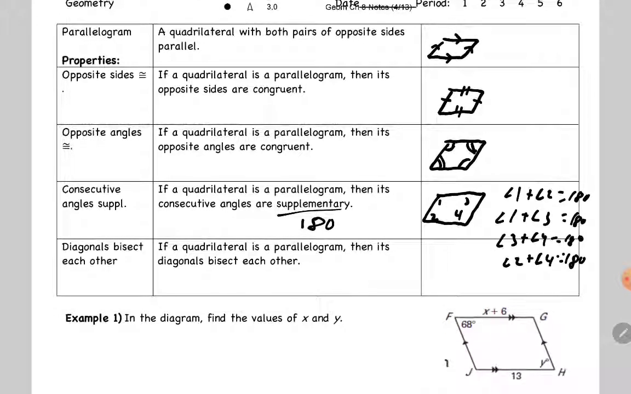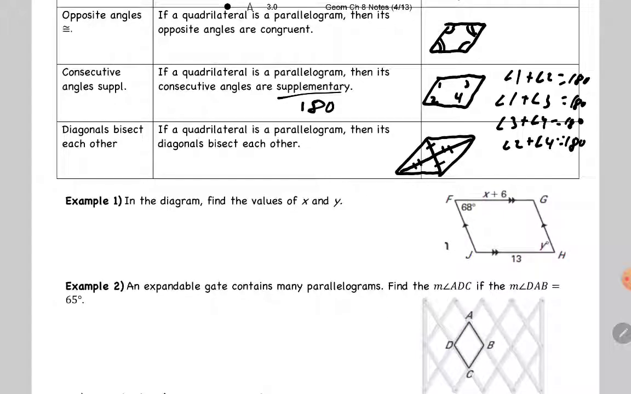And then lastly, if a quadrilateral is a parallelogram, then its diagonals bisect each other. So what that means is, if we have a parallelogram and we draw in the diagonals, remember bisect means to split into two congruent parts. So that side is congruent to that side, and that side is congruent to that side. Kind of looks like a kite.